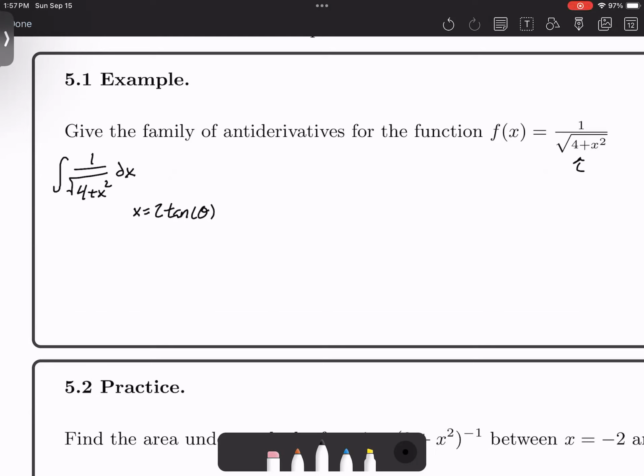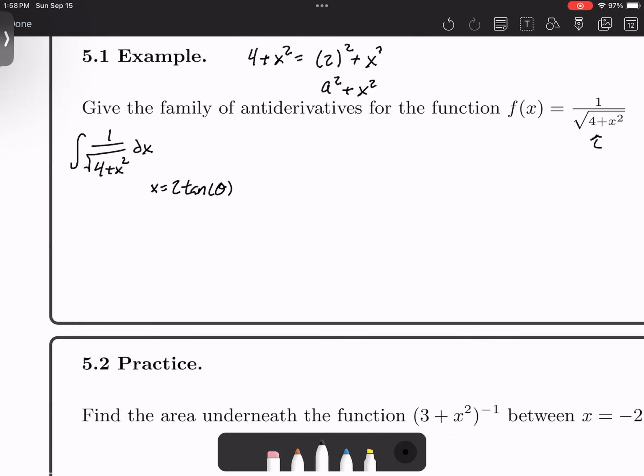The reason I chose that 2 is because we are recognizing 4 plus x squared as 2 squared plus x squared, right? That's a squared plus x squared. So the a here is a 2. Now, with that choice, we can find our differential dx as 2 times the secant squared of theta d theta. And now our integral becomes the integral of 1 over the square root of 4 plus x squared.